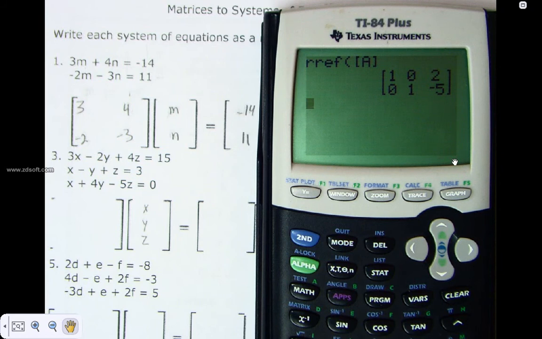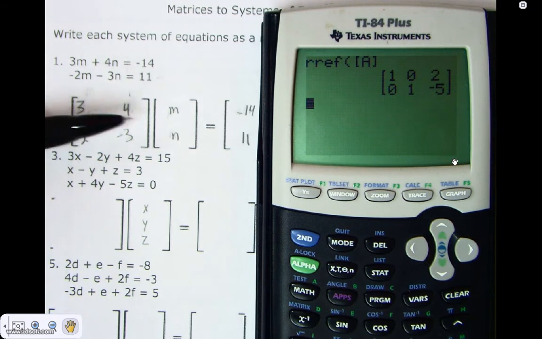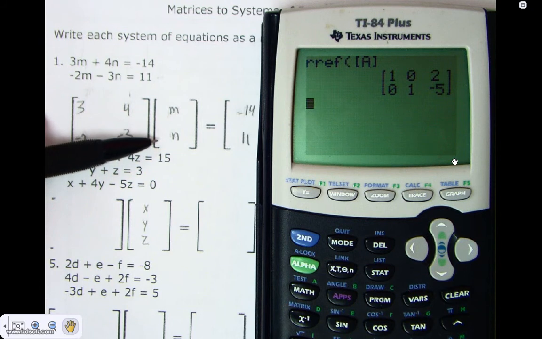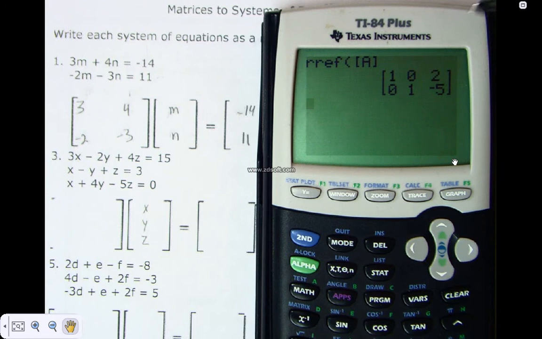So this means pretty much that m, which is on top, so notice right here, m is on top. So m is going to equal 2, n is going to equal -5. Now I'm going to try my best to explain this, but I can't really write on anything right here.